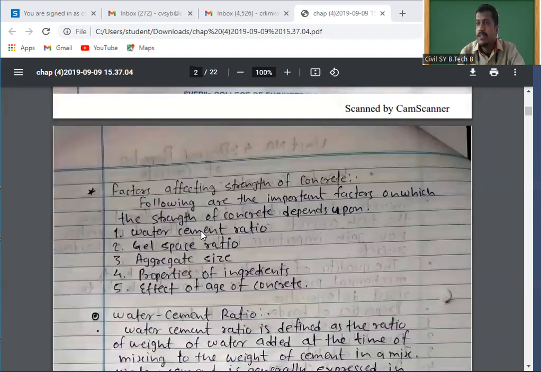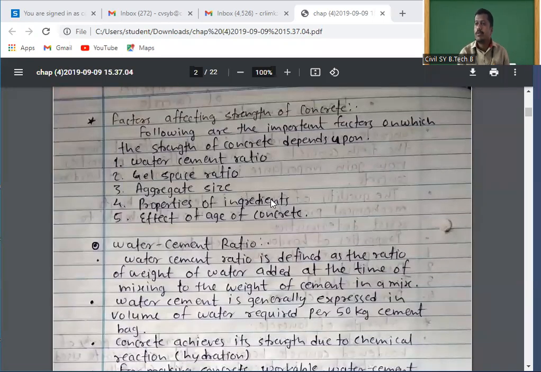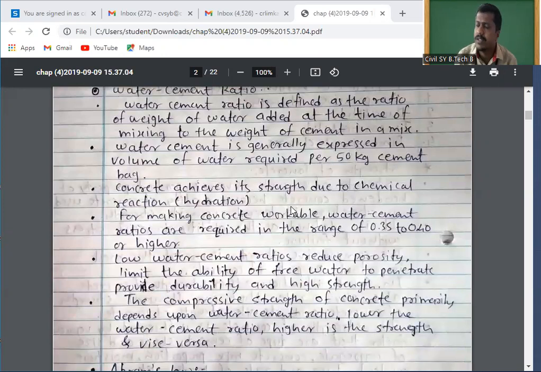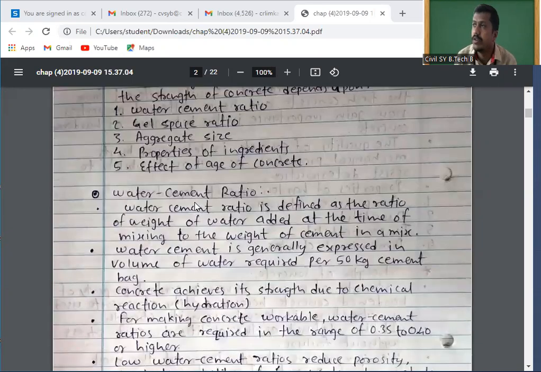Along with that, a few more factors we are going to consider: water cement ratio, gel space ratio, aggregate size, properties of the ingredients, and the effect of the age of concrete. Now, how is the water cement ratio important for us in getting the strength of the concrete? My dear students, always remember, we prefer to use the minimum water to cement ratio.